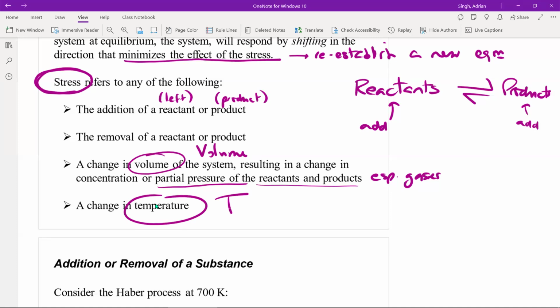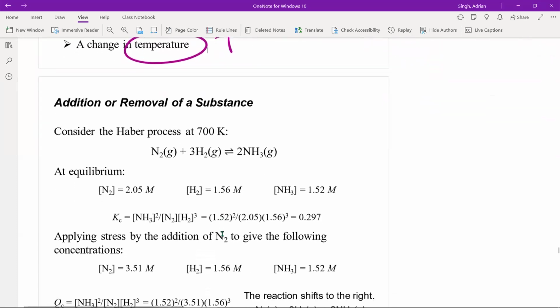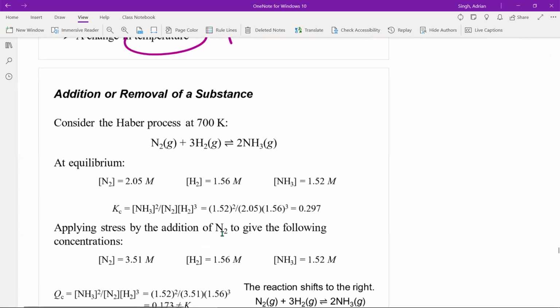So let's take a look at adding or removing something from a system at equilibrium. So we have here a reaction we've seen before. By the way, this is called the Haber process for the manufacture of ammonia. So N2 plus H2 to give 2 NH3. Reversible process, we have our balanced equation, and then we're told at equilibrium, we have our equilibrium concentrations.